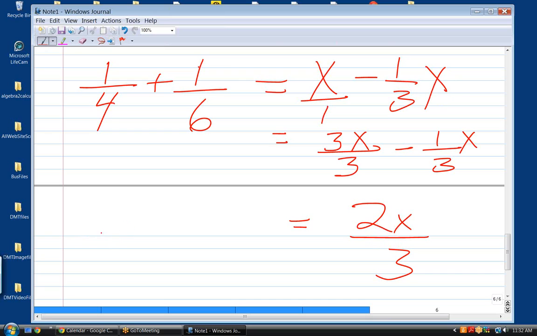Now, let's go to the left side. What's the common denominator going to be on the left side? Because I can't add two fractions unless I have a common denominator. I think the common denominator is 2. No, the common denominator needs to be evenly divisible by both numbers. Start with the biggest one and keep increasing it by 6 until you find a number that is divisible by 4. 12. That's it.